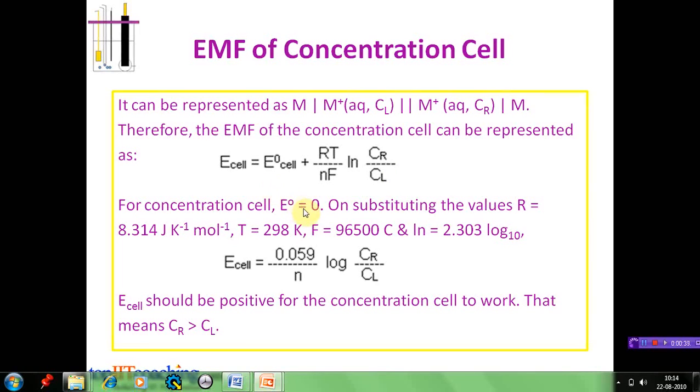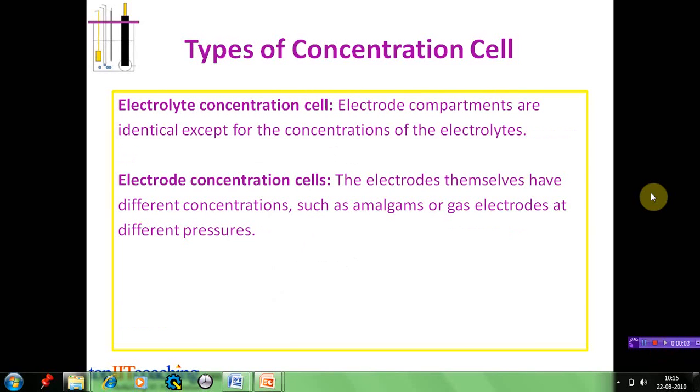Now, in case of concentration cell, the value of E naught, that is standard potential, is equal to 0. We already know the values of R, T and F in standard conditions. So, on substituting these values in this equation, we get E cell is equal to 0.059 divided by N log Cr upon Cl. In order for the concentration cell to work, E cell must have a positive value. That means the value of log Cr upon Cl should be positive. It will be positive only if Cr is greater than Cl.